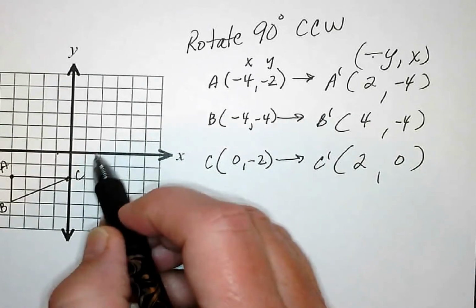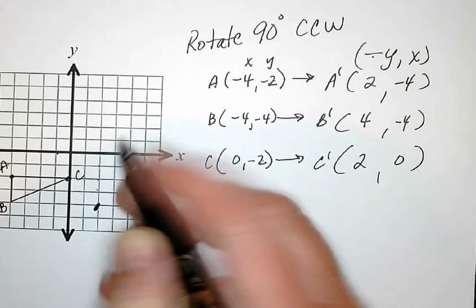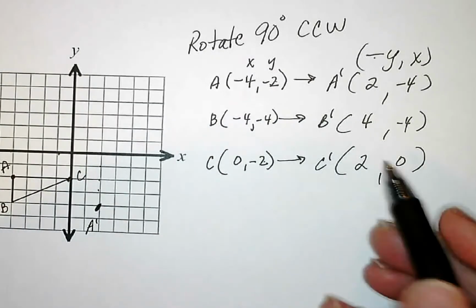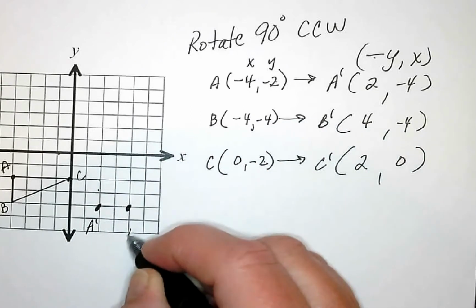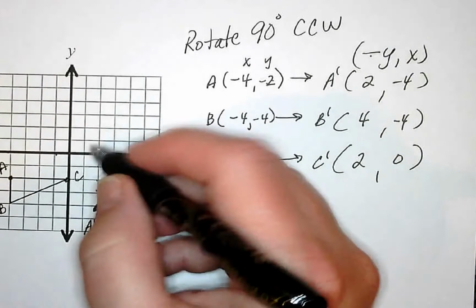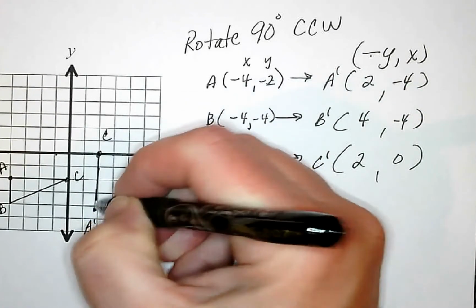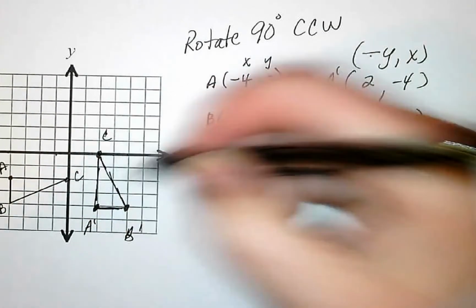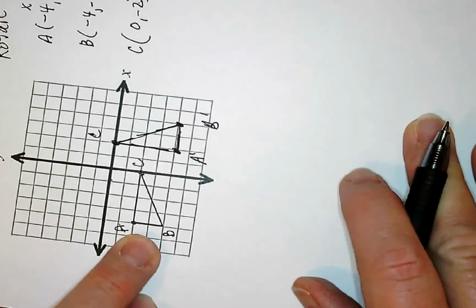So 1, 2, 1, 2, 3, 4. There's my new A prime. Here's my new B prime. Those two will be connected here. And at 2, 0 is my new C prime. Okay, so you can see that this shape was turned counterclockwise. See what it looks like?